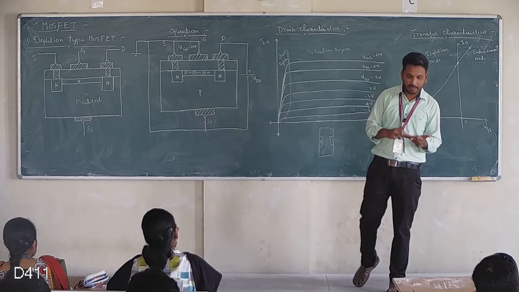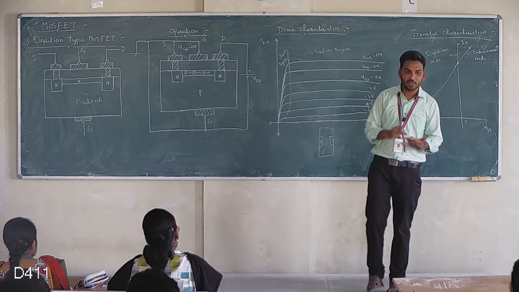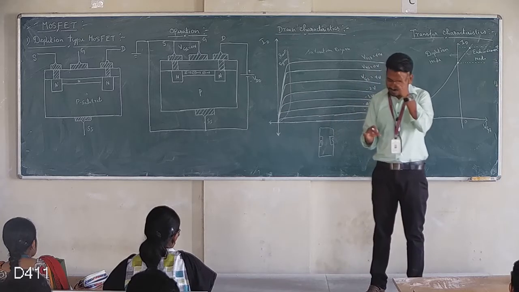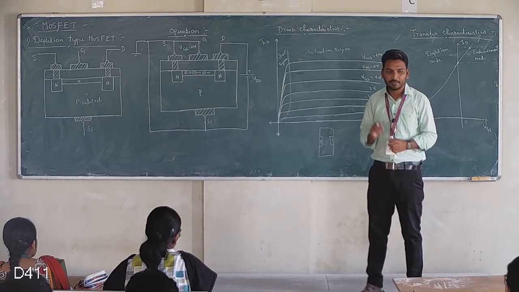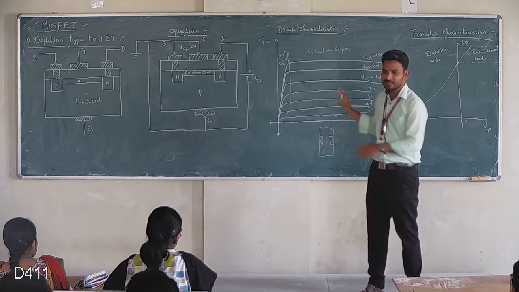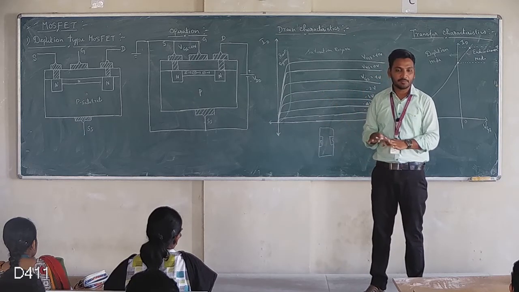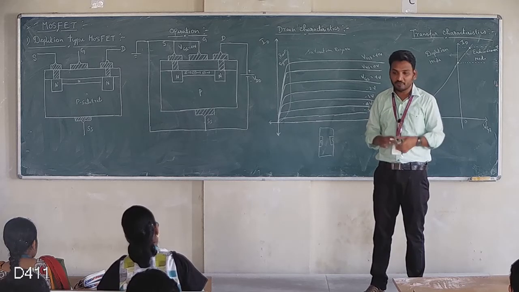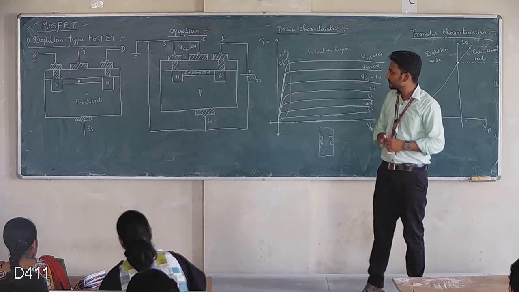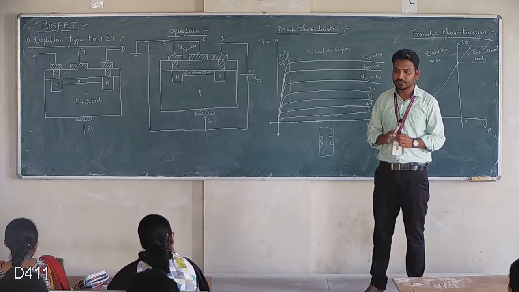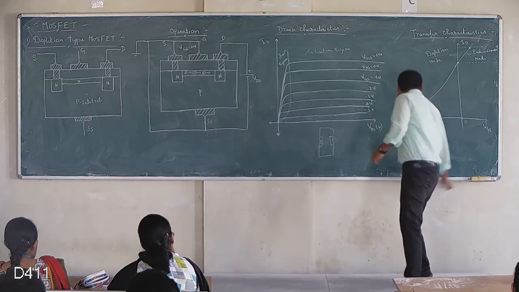In your syllabus, they have given only JFET and MOSFET. The other two MOSFET types have a similar operation, with only a slight difference. So when we study MOSFET, it always represents both. What is the full form of MOSFET? Metal oxide semiconductor field effect transistor.